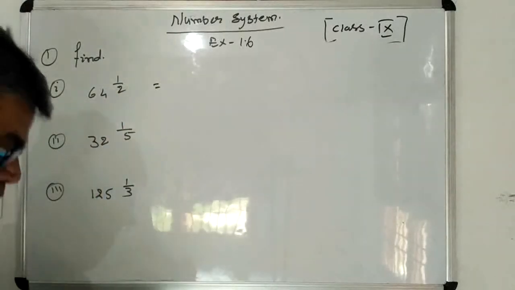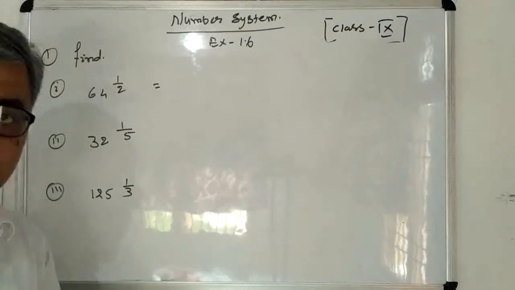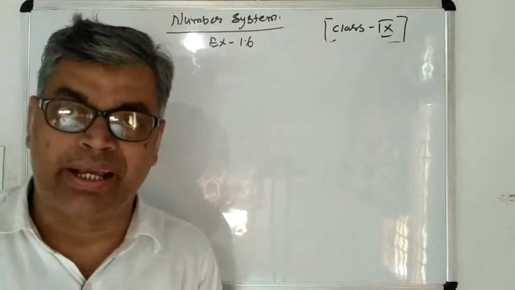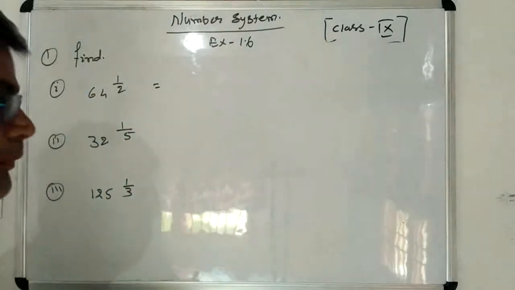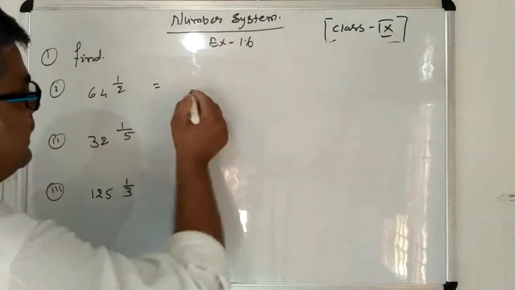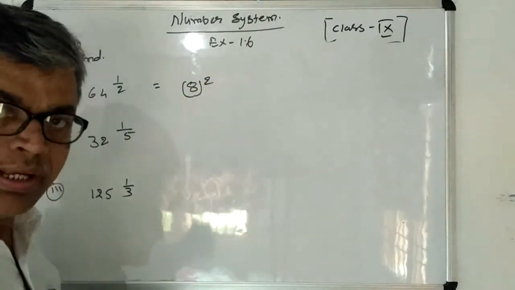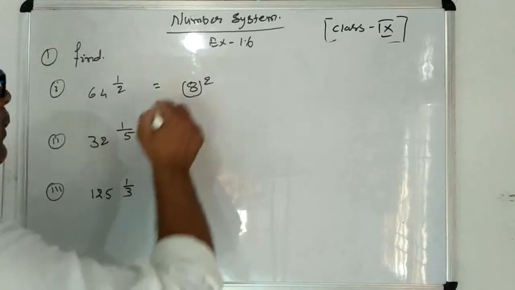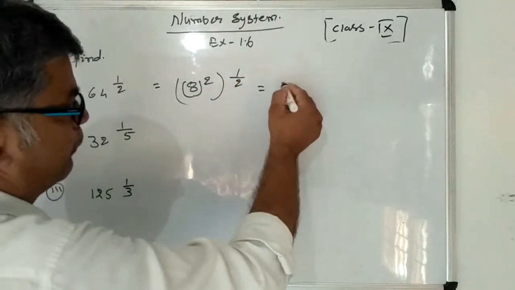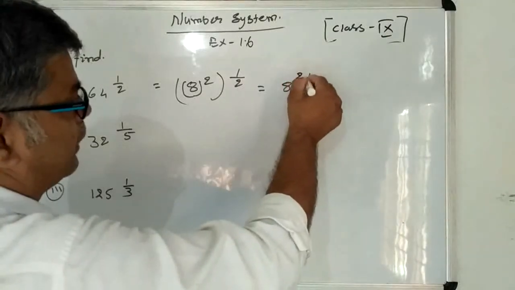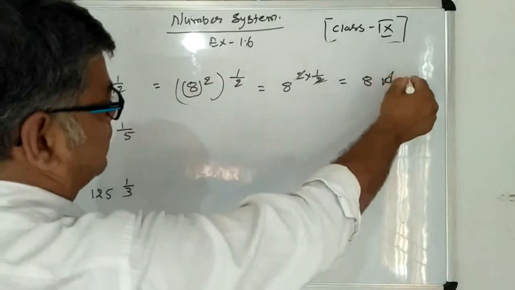Now we have to factorize the number 64 in such a way that we can write it as the square of a number, because the power is 1 by 2. As you know, 64 can be written as 8 to the power 2, since 8 into 8 is 64, whole power 1 by 2. So by the laws of exponents, the exponent will be 2 into 1 by 2. The 2 will get cancelled, so your required answer is 8.